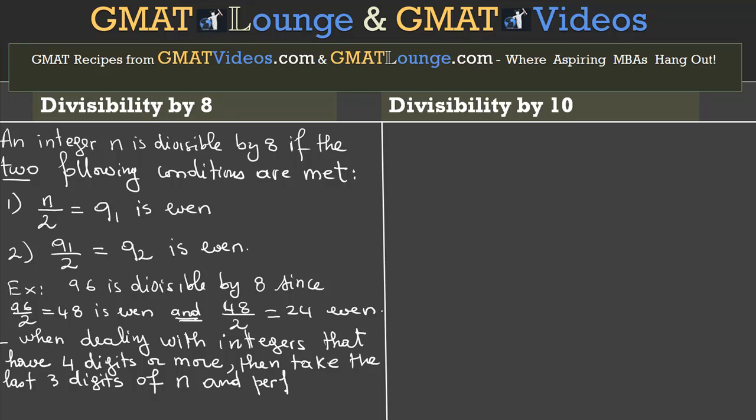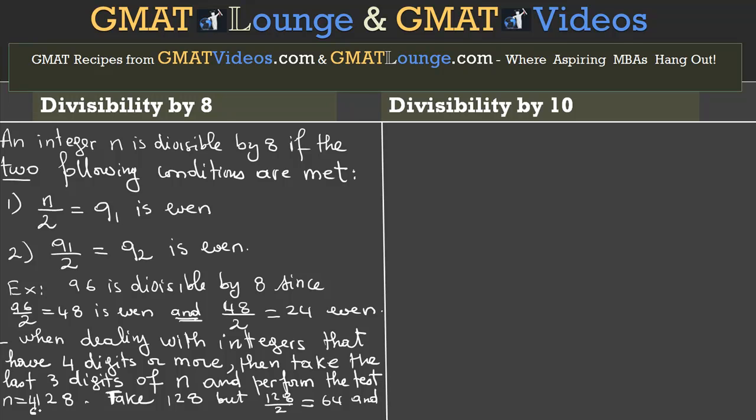Okay, let me give you an example. For example, we're given n equal to 4128, a big number. What I'm saying is take the last 3 digits, which is 128. 128 over 2 gives you 64, and 64 over 2 gives you 32.